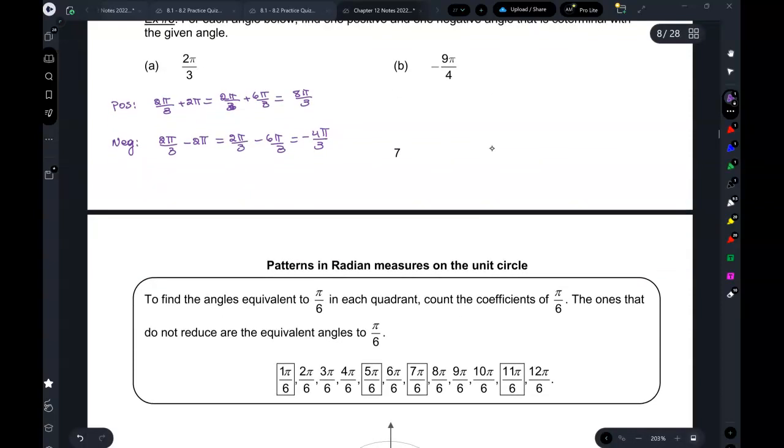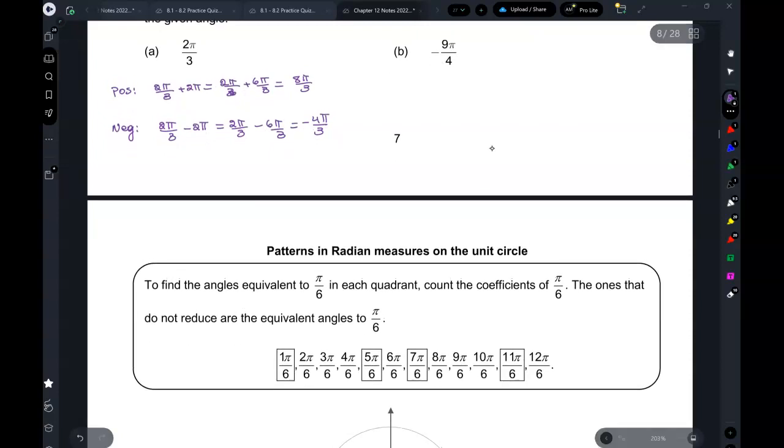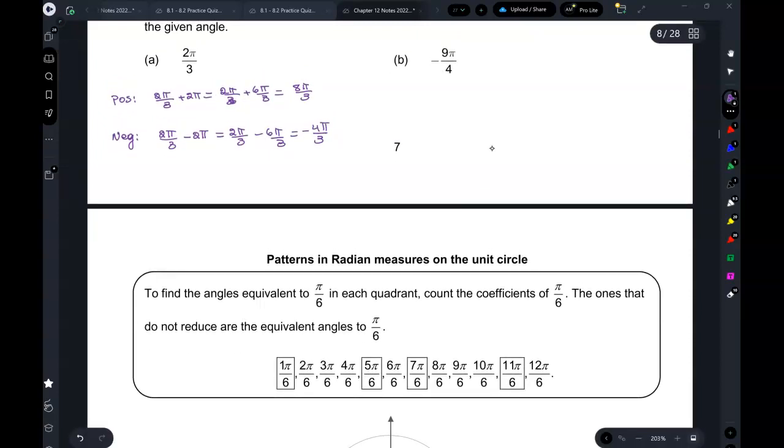How is 2 pi plus 2 pi over 3 equal to 2 pi plus 6 pi? No, it's 2 pi over 3. Sorry. 2 is 6 over 3. Now take a look at this one: negative 9 pi over 4 plus 2 pi.